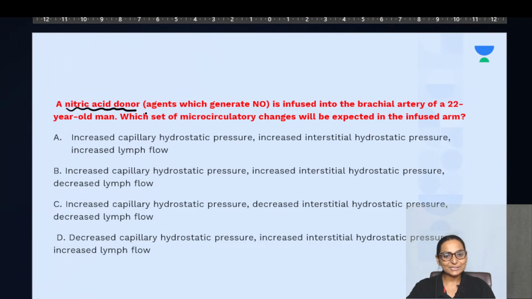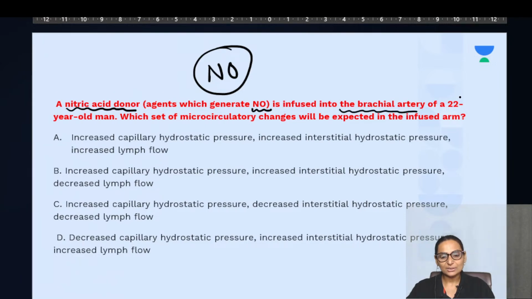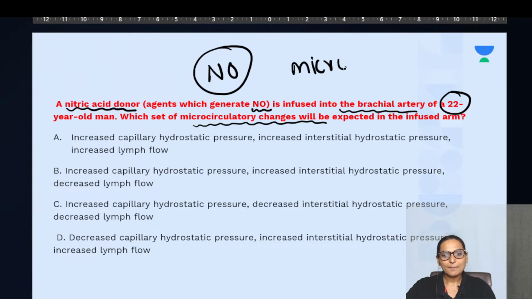A nitric oxide donor which is generating NO, nitric oxide. Nitric oxide is infused into the brachial artery of a 22-year-old man. What set of microcirculatory changes are expected? This question is related to your microcirculation, related somewhere to your capillaries.